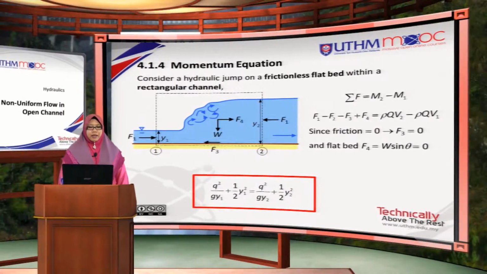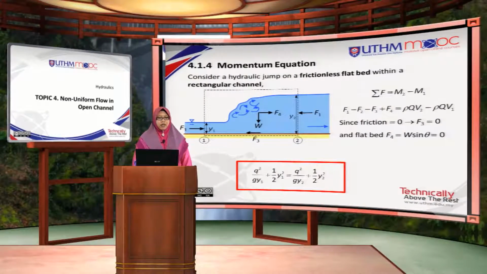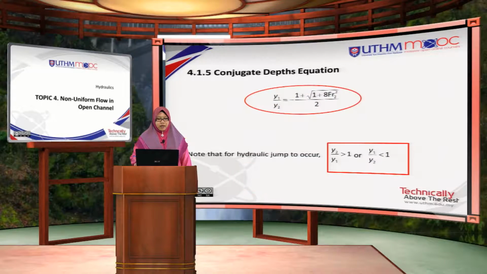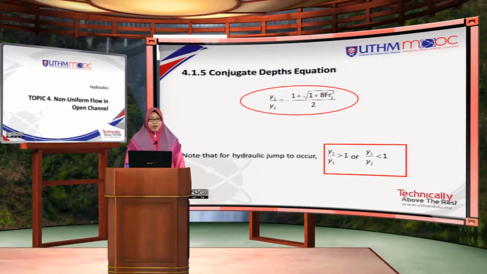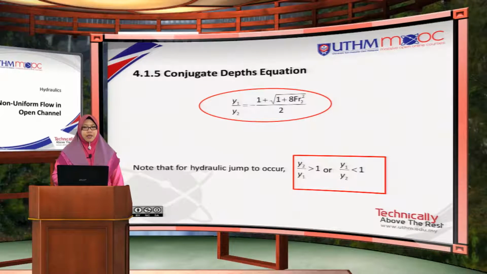Okay, for the momentum equations, there is an equation for the momentum. Consider a hydraulic jump on a frictionless flat bed in a rectangular channel. Let's see the figure here. After that, we have the conjugate depth equations. You can look at the equation here. For the hydraulic jump to occur, Y2 over Y1 is more than 1, or Y1 over Y2 is less than 1.